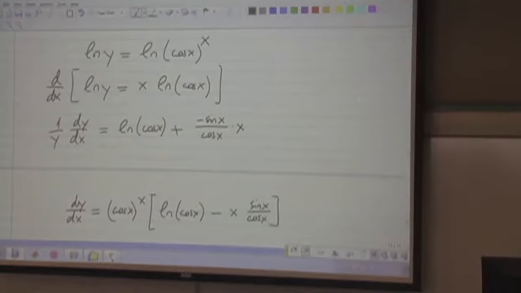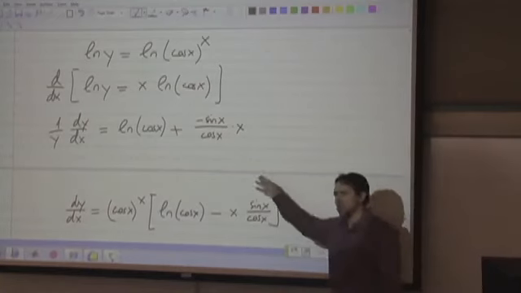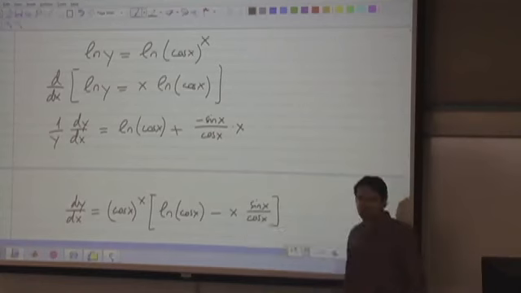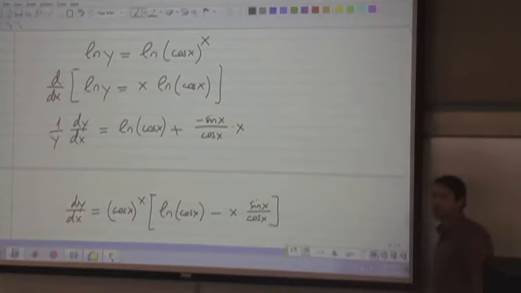Obviously, you can write these as tangent, and the other one was cotangent if you want. That's not necessarily all that important at this point. Does this make sense? Again, this is actually the only way you can take the derivative of that function. There's no other way.